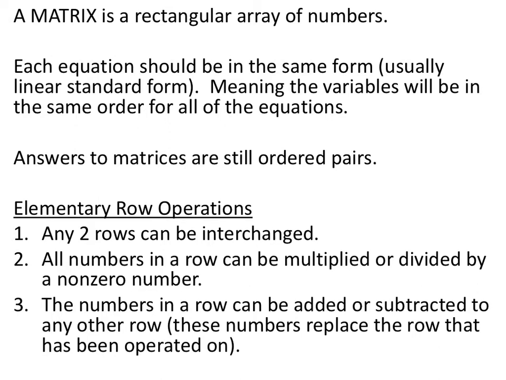And then finally, number 3: the numbers in a row can be added or subtracted to any other row. You remember that after we got the coefficients to be opposites, we added the rows. We don't usually subtract the rows because it changes signs and messes up a lot of stuff. These numbers replace the row that has been operated on. So when we're operating on a row, it just changes those values, just like it did when we were multiplying or distributing a value to change the coefficients to opposites.